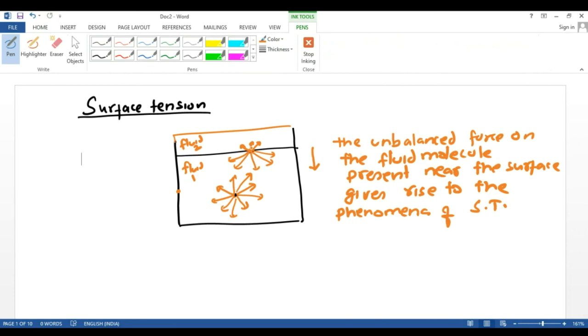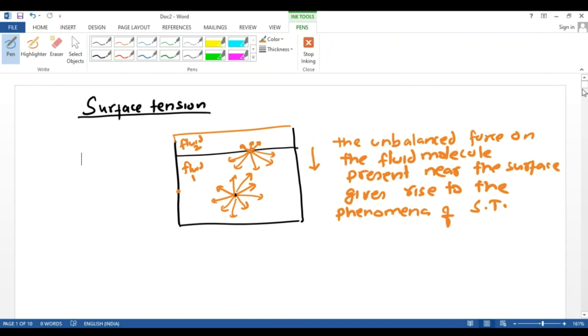These kind of unbalanced forces can arise at the liquid-liquid interface. It can arise at the liquid-air interface. It can arise at the liquid-solid interface. We'll be studying all of them, but mostly this chapter is about the unbalanced force arising at the liquid-air interface, right? And that is what we call surface tension.